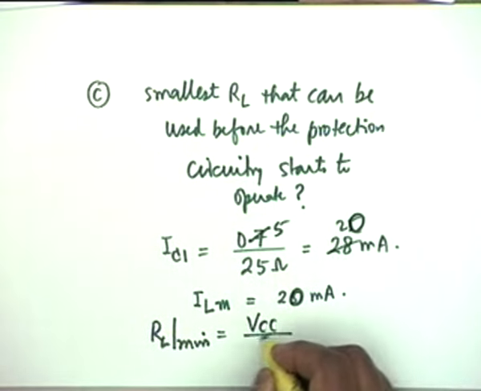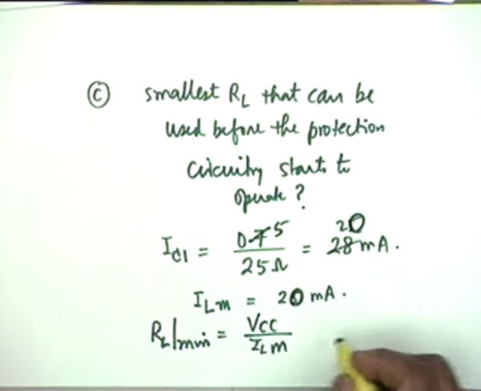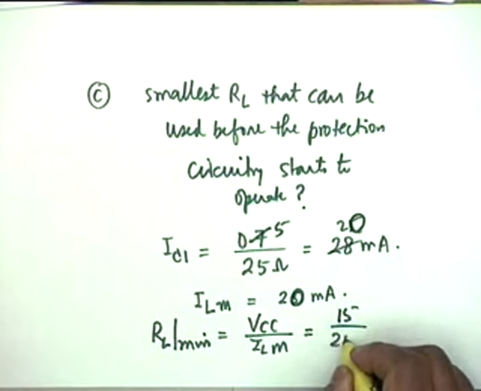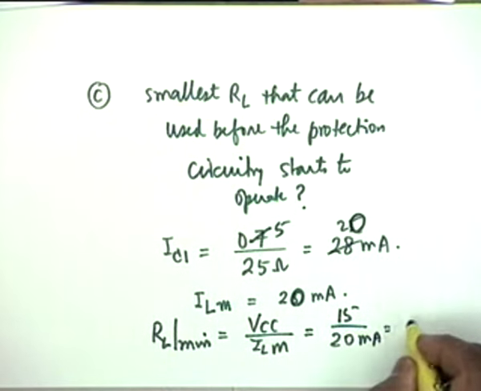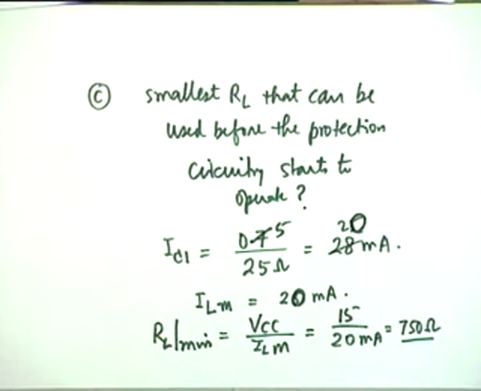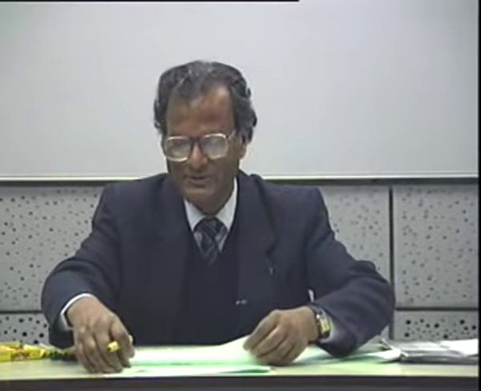So, V_CC divided by I_L max, which is equal to 15 divided by 20 milliamps. How much is that? 750 ohms. Is that right? Milliamps, 15,000 divided by 20, 750. Now we should account for the drop in R16. Okay. Let's go back. Good question.